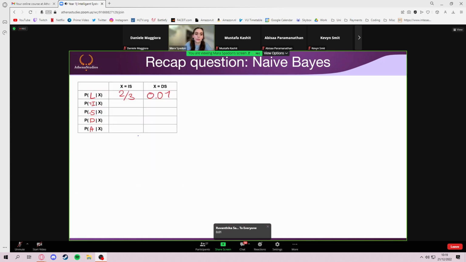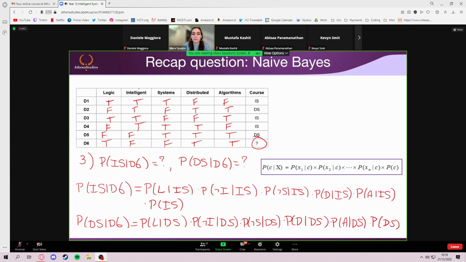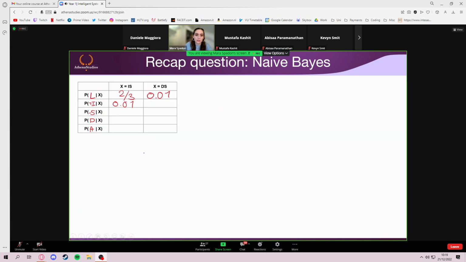0.01 exactly. And for DS, so not intelligent, 1/2 exactly. Because if we look at the DS, this one and that one, the probability that it is not intelligent is 1/2 times. So that is indeed the case. This is 1/2.